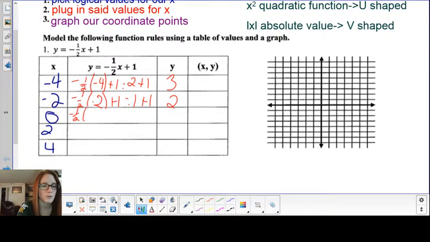Now on this one, what's 0 divided by anything? 0. Does it matter if it's negative or positive? No. 0 divided by any number is still 0. So then 0 plus 1 is 1.